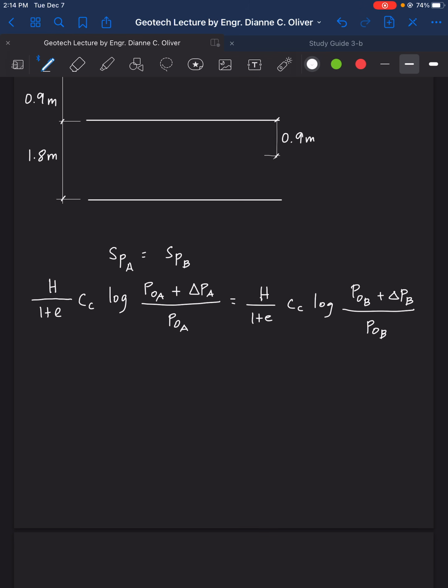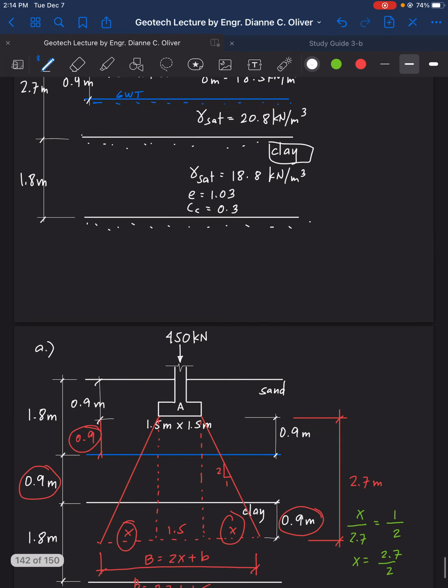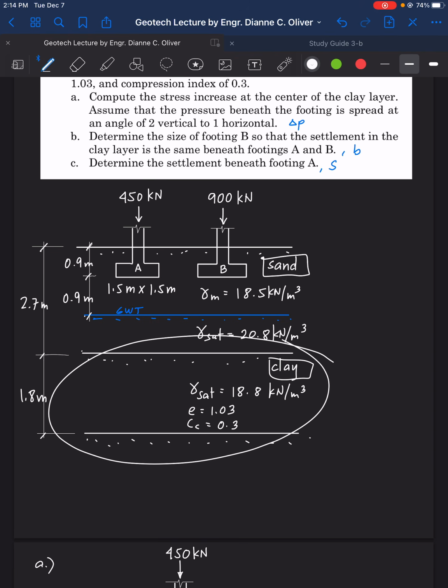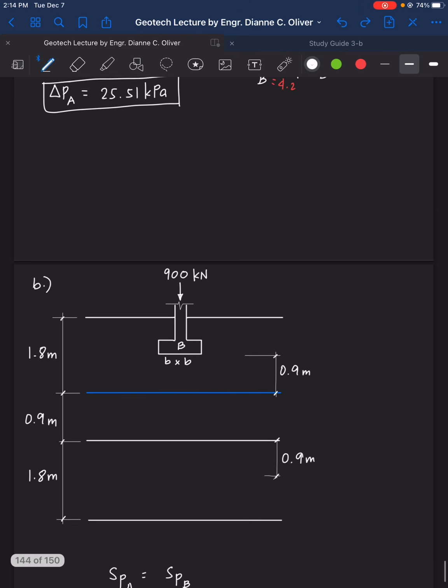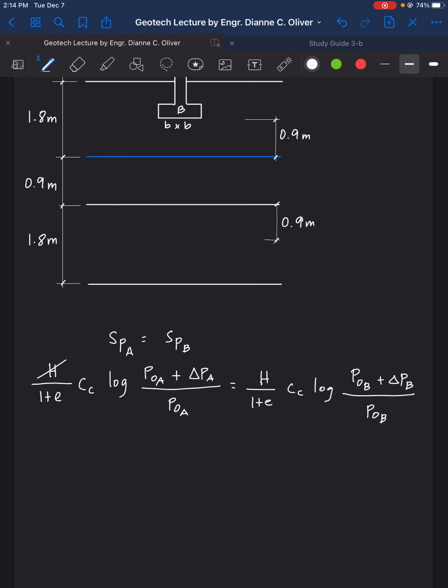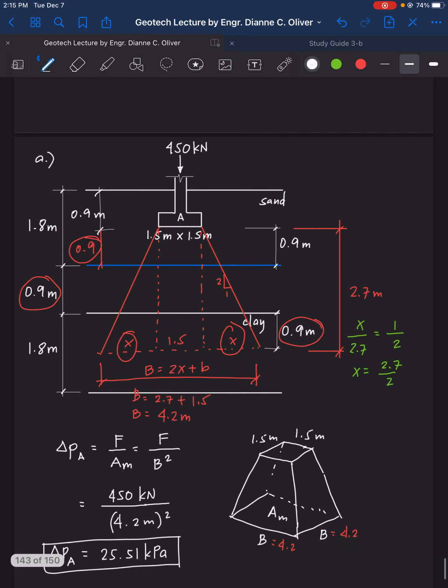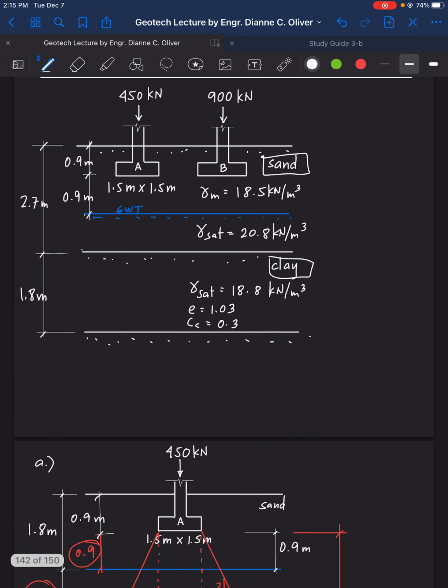So again, as mentioned earlier, these two footings here have the same clay layer. So meaning they have the same void ratio, they have the same CC or compression index. So what we do here is we cancel the height of the clay layer, cancel the E, cancel CC. How about P sub O? Do they have different P sub O at the middle of the clay layer? The answer is the same.